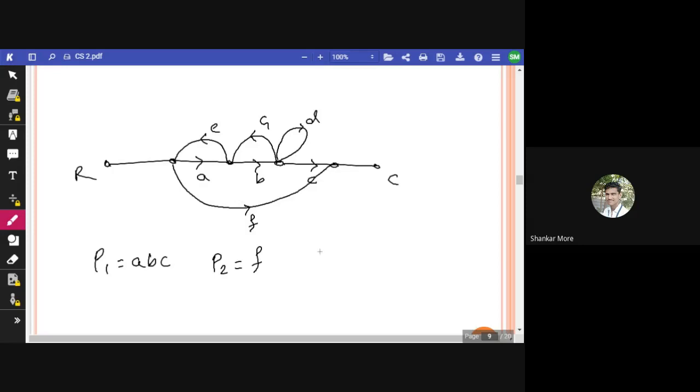First loop L1 is equal to AE. Second loop L2 is BG. Where is BG? This is B and this is G. Third loop we have is D. Right. And is there any loop? No, I think there isn't any loop. So these three loops are there: L1, L2 and L3. So now we have found P1, P2, and found L1, L2, L3.